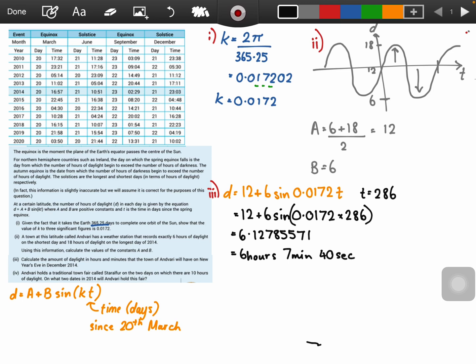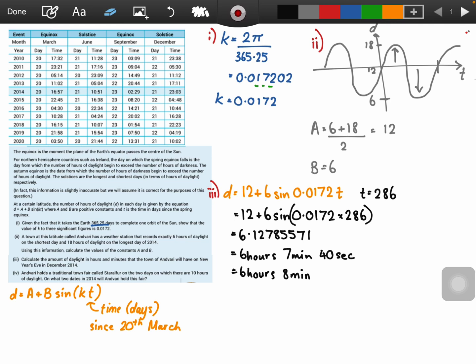Okay, so the question says, calculate the amount of daylight in hours and minutes. It doesn't say anything about seconds, so I'm just going to round that to the nearest minute. Obviously 40 seconds is more than half a minute, so I'm going to round up the minutes to 8 minutes. So 6 hours and 8 minutes is how much daylight there is on New Year's Eve in December 2014.